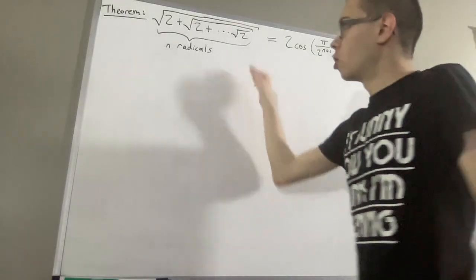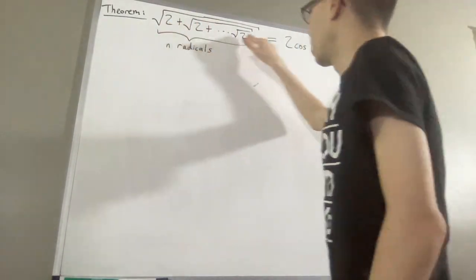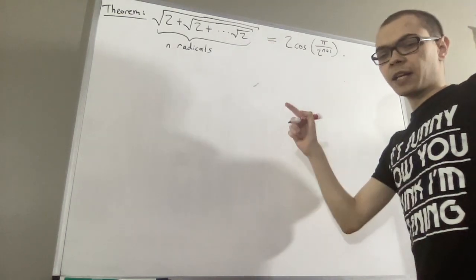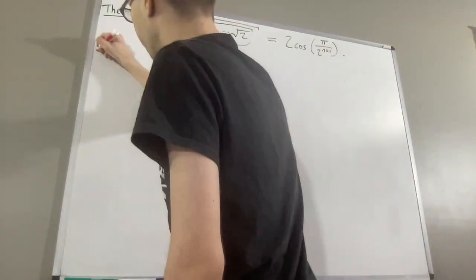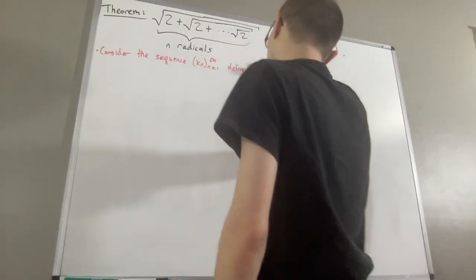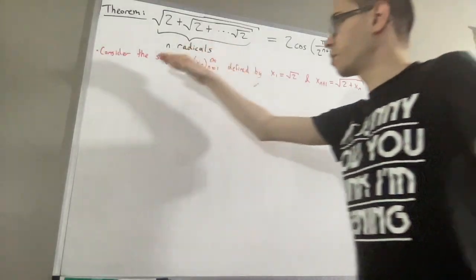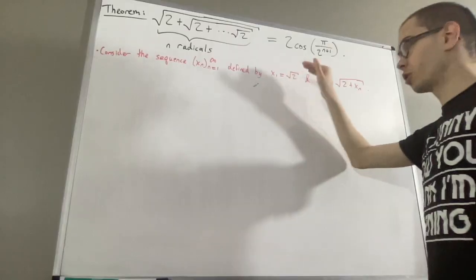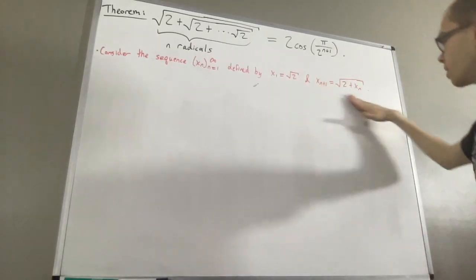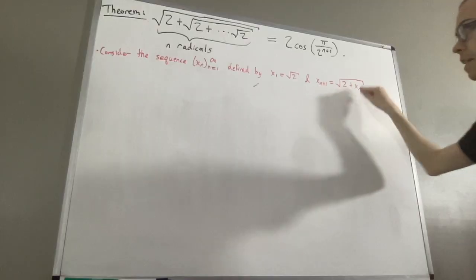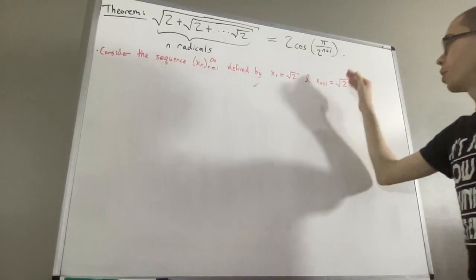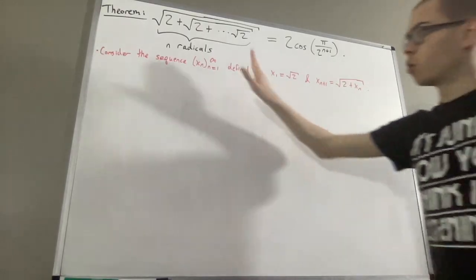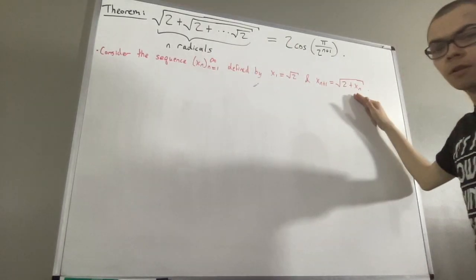Now, a way that we can word the left-hand side of this equation more precisely is by defining the following sequence. We consider the sequence x_n from n equals 1 to infinity, defined by x_1 equals the square root of 2, and assuming we have defined x_n to be a positive number, then x_(n+1) will be equal to the square root of 2 plus x_n. So we have defined the sequence recursively.